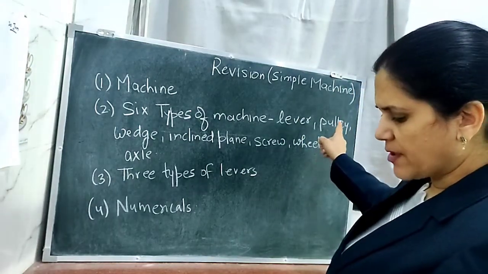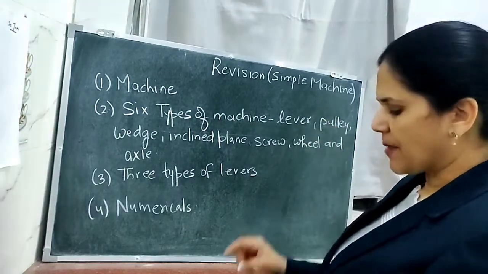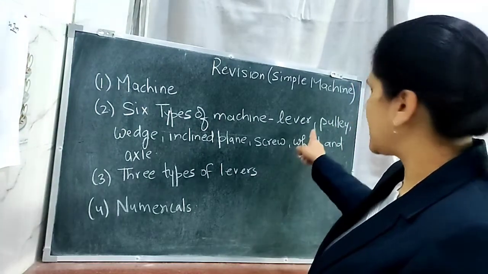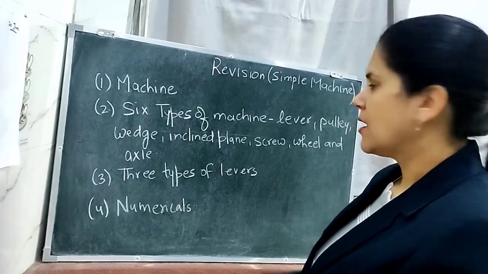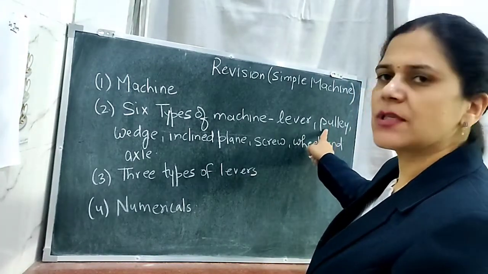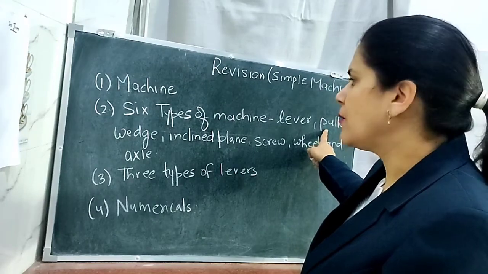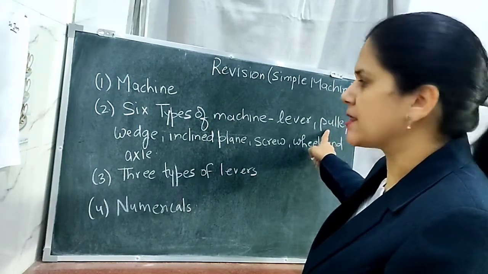Now what is a pulley? A pulley is also a type of simple machine which is used for raising a load up by applying the effort downwards. A pulley is generally used by people to draw water from a well. It is also used in cranes.